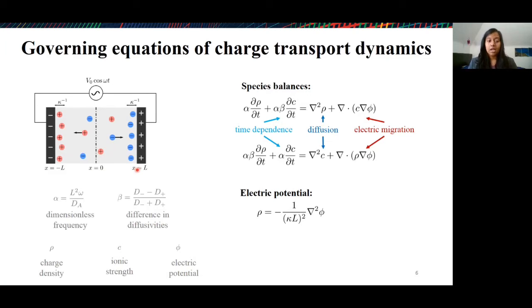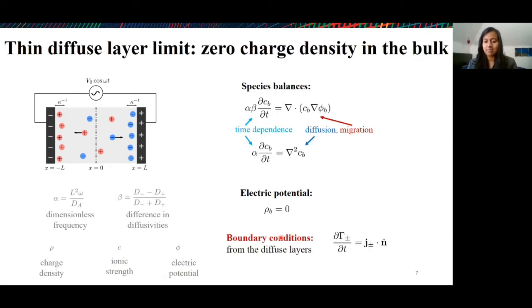But for our theoretical analysis, this actually is advantageous, and I'm going to quickly show you how we take advantage of this small ratio. So again, what we're saying here is that this ratio 1/kappa L is really small. So the electric potential balance can basically be transformed to this form where the charge density is 0 outside the diffuse layers. Now, this greatly simplifies the species balance equations, and because the charge density is 0, we only now have the concentration gradients and the electric potential gradients.